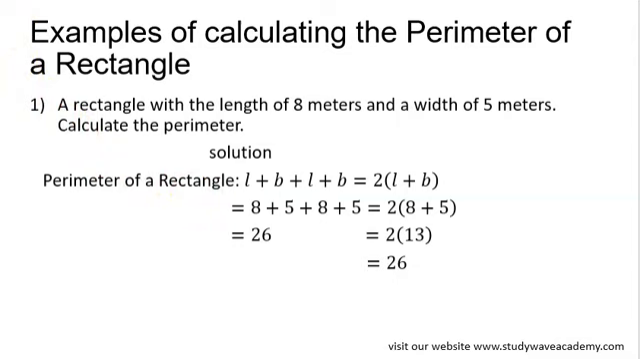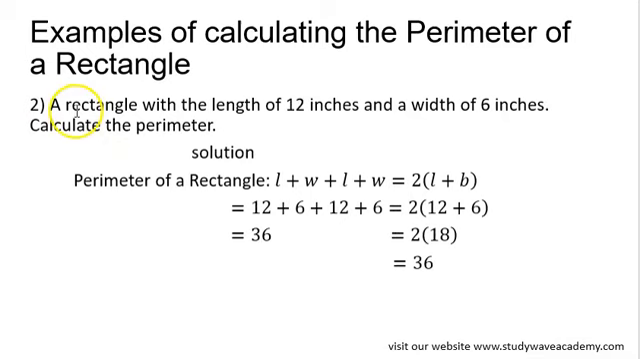We understand that, right? Now let's go over to another example. Our next example: a rectangle with a length of 12 inches and a width of 6 inches. Calculate the perimeter. We are to calculate the perimeter of a rectangle whose length is 12 inches and width is 6. So what do we do first? We write out our formula for solving, okay?